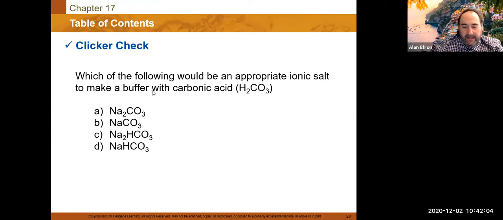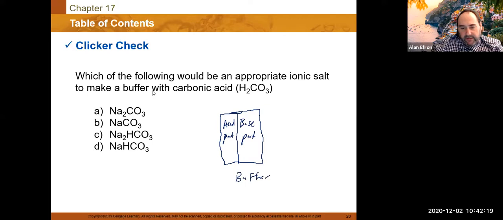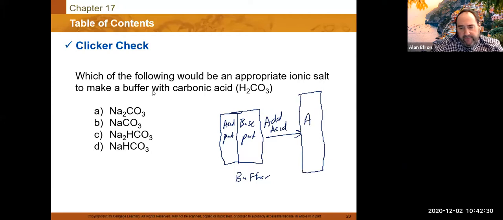And ultimately, you could think about a buffer as working pretty well in this context. As I mentioned before, there's an acid part of the buffer and a base part of the buffer. And as we talked about, when we add acid to a buffer, it will react with the base part of it. And we will actually make more of the acid part of the buffer. We'll use up some of the base part of the buffer.